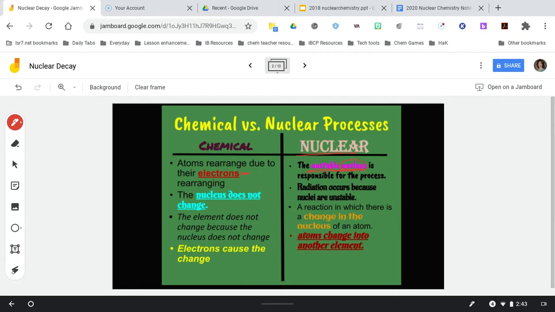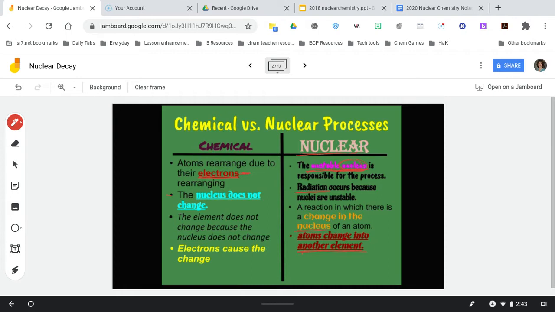In chemical processes here on the left, because everything is happening in the electron clouds, the nucleus doesn't change. And so my elements remain exactly the same. They may bond, right? They can lose electrons, but because their nucleus doesn't change, the element stays the same. On the right-hand side, when a nucleus is unstable and radiation has happened, that nucleus changes. And when that change happens in the nucleus, I very often will have different elements when I'm finished with a nuclear process than when I began.